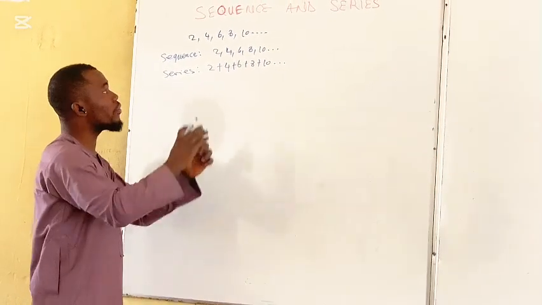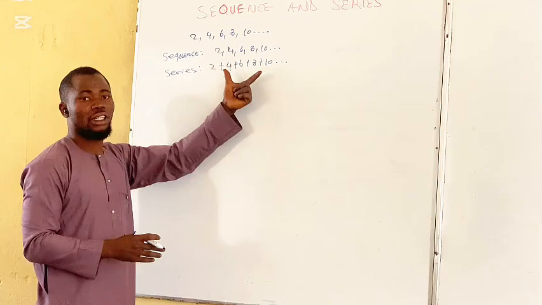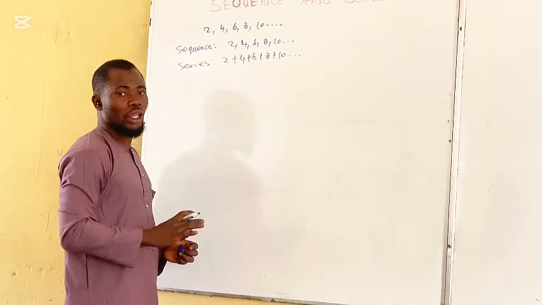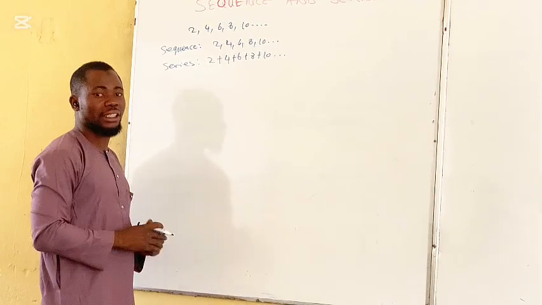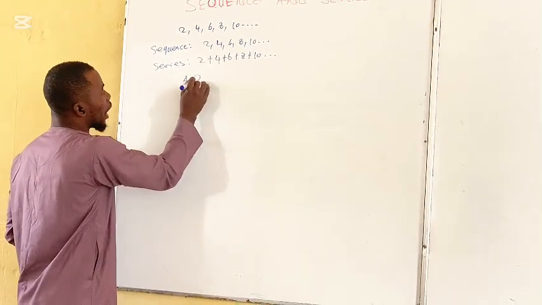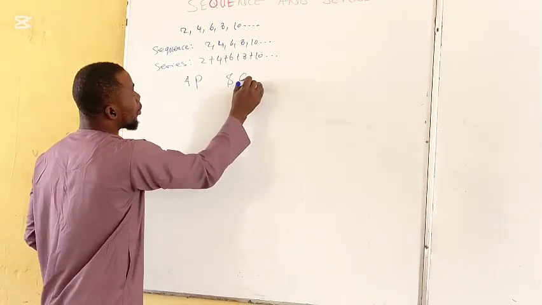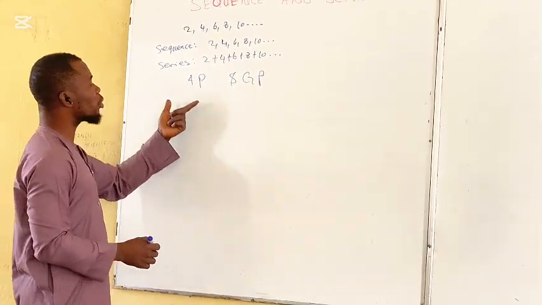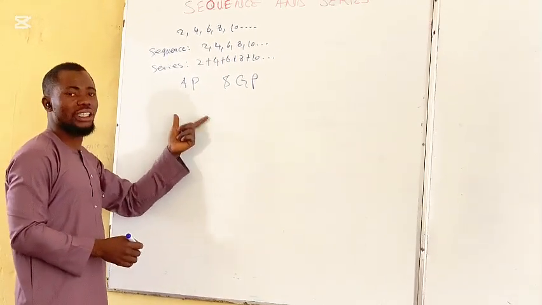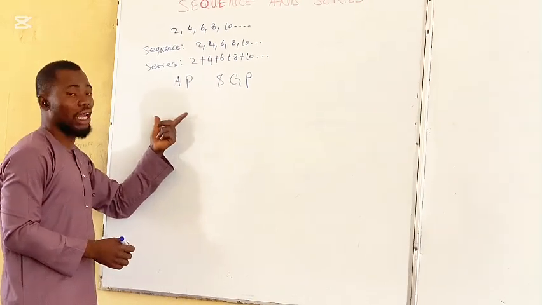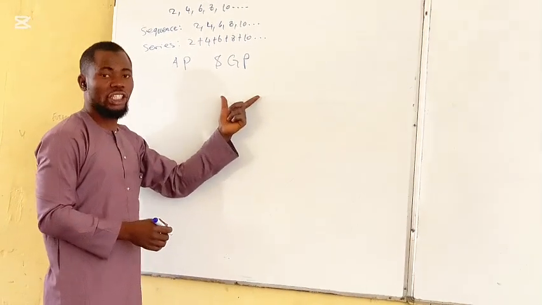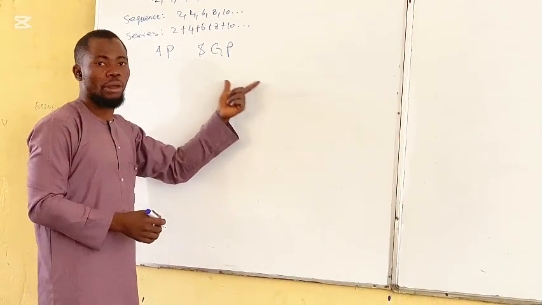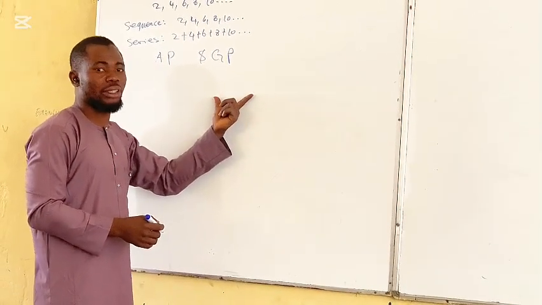So this is just a brief introduction to sequence and series. Next, we'll be looking at the two major important types of sequence and series, which are AP, arithmetic progression, and geometric progression. Arithmetic progression deals with a constant difference between consecutive terms, whereas geometric progression deals with a constant common ratio between consecutive terms.